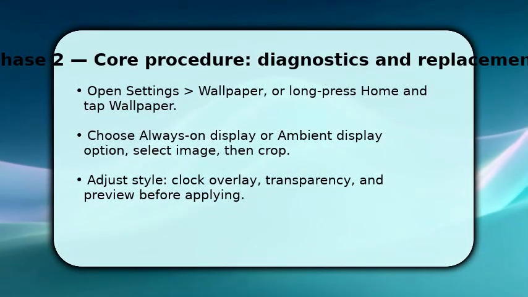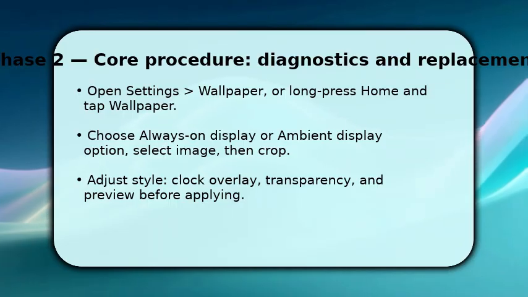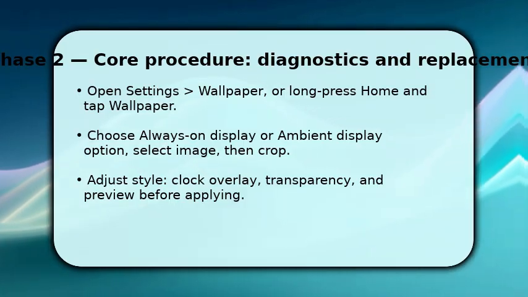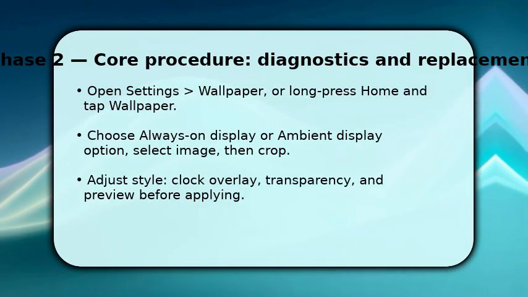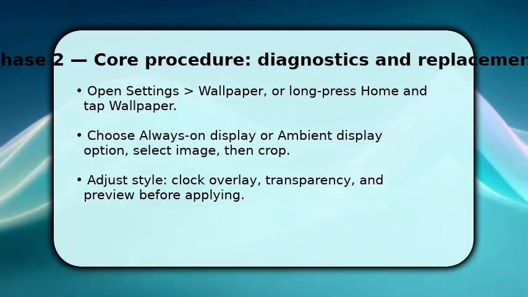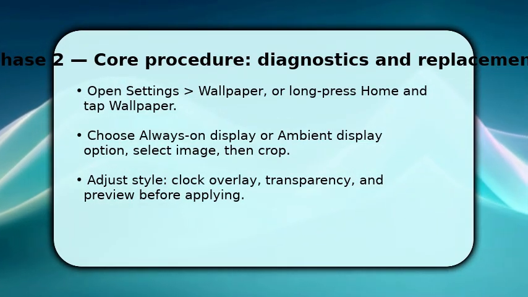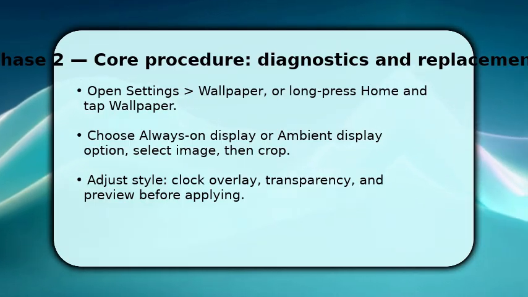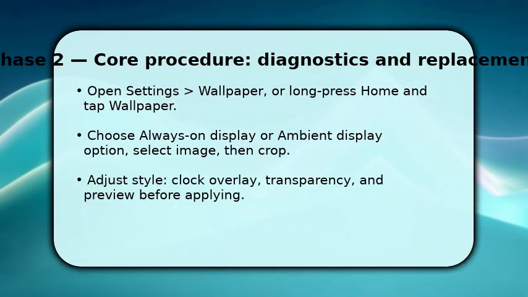You'll now choose and edit the image for the always-on display. Open the System Wallpaper Picker, either via Settings Wallpaper or long press the home screen, then pick the always-on display or ambient display slot. Select your saved photo, crop it to frame the subject and match the screen shape. Make sure the focal area won't be hidden by the clock.